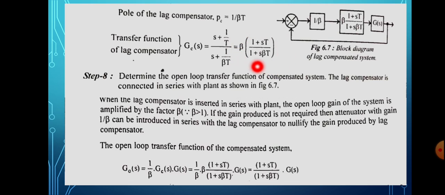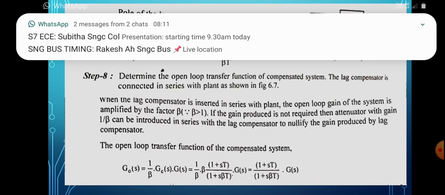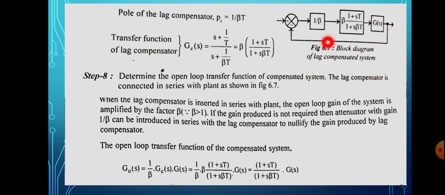This compensation transfer function will be provided with the open loop transfer function in series connection. So you will have the block diagram of the lag compensator like this, that is 1 by beta in series with beta into (1 plus sT) by (1 plus s beta T) into G of s. Here G of s is the open loop transfer function that is given in the question. Now for getting the desired phase margin, you have to add this compensation network in series, and here the feedback path will have the value of 1. So this is the block diagram of the lag compensated system.